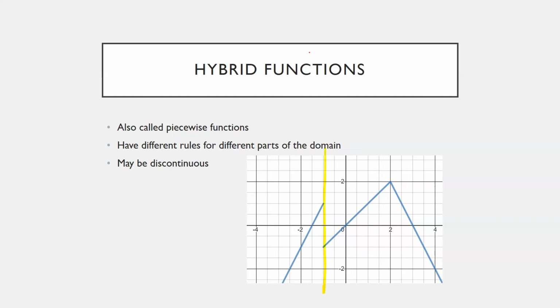For values of x less than -1, we have this rule here. When x is between -1 and 2, we have this rule here. While if x is greater than 2, then we're going to have this rule here. So you can see that there are three different rules for different parts of the domain.